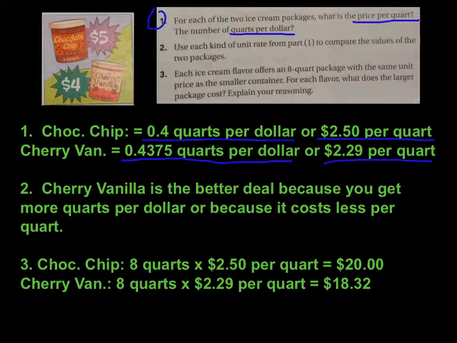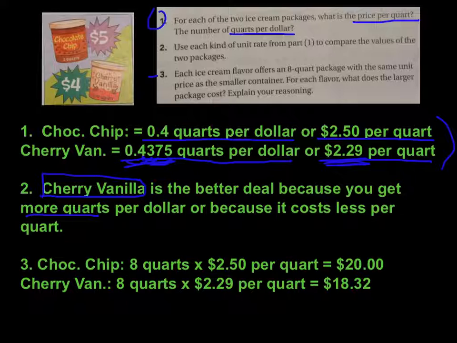If we take this information that we just figured out, we can apply it for the rest of the problem. Part 2 says, use each kind of unit rate from Part 1 to compare the values of the 2 packages. Well, this is where we're going to say which one is better, and I have chosen cherry vanilla is the better deal because you get more quarts for 0.4375 per dollar, and because it costs less, $2.29 per quart, than the chocolate chip.